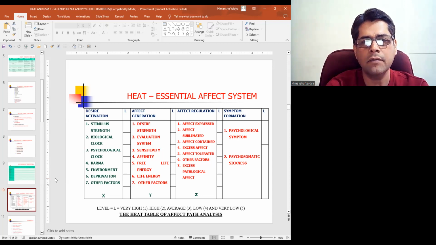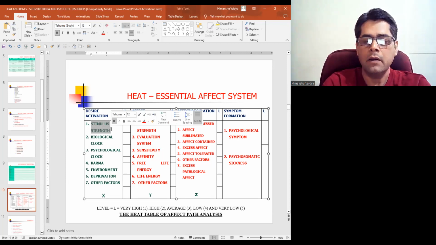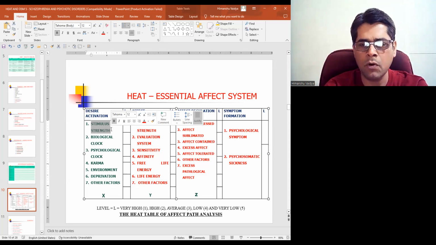So if you are looking at, let us say, a case of cognitive thought disturbance, and if the presence of somebody very successful or good looking causes a micro episode, then we know that the stimulus strength is a very important factor in causing that disturbance. If something is happening every day at a particular time, we know there is some biological clock at work. Or the person is keeping his own artificial psychological clock, maybe that is at work. Or when the deprivation happens in the environment, something triggers.